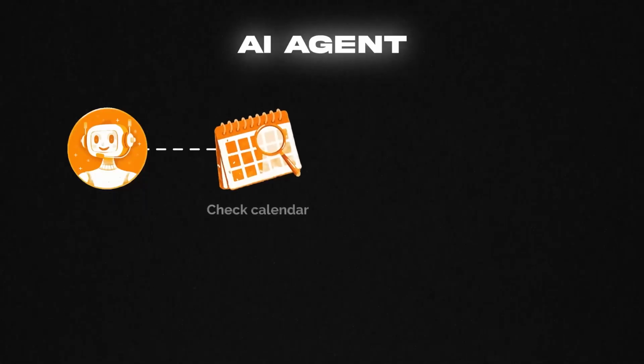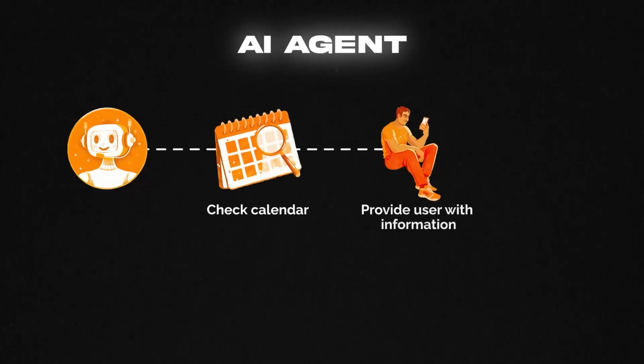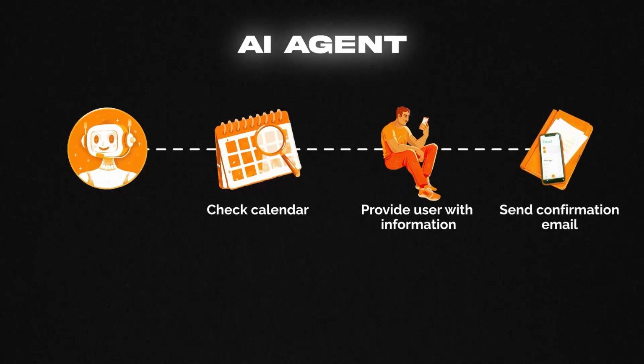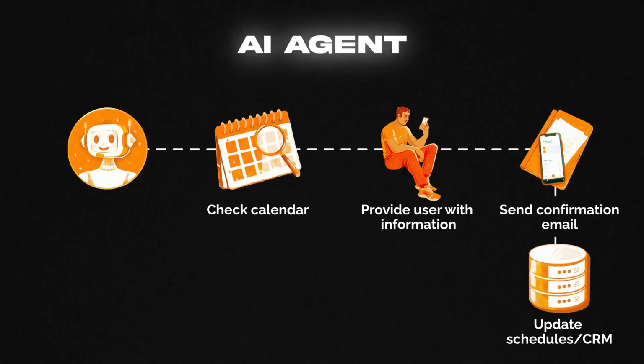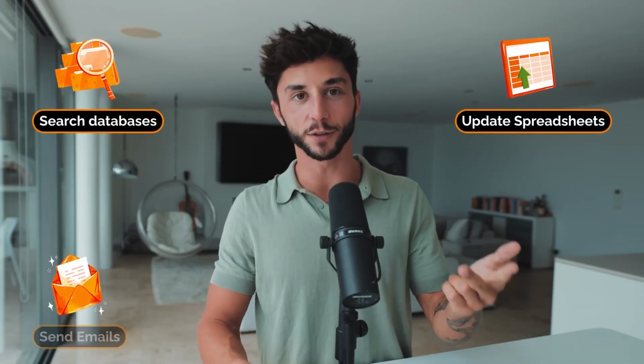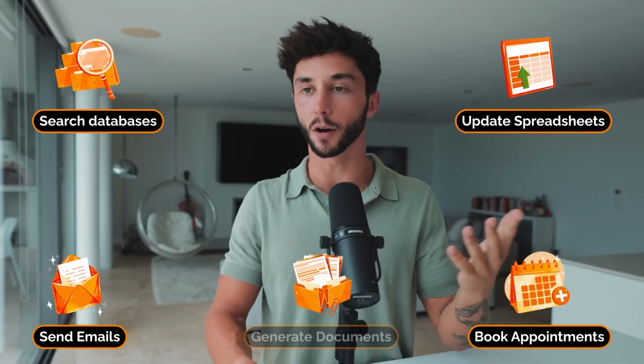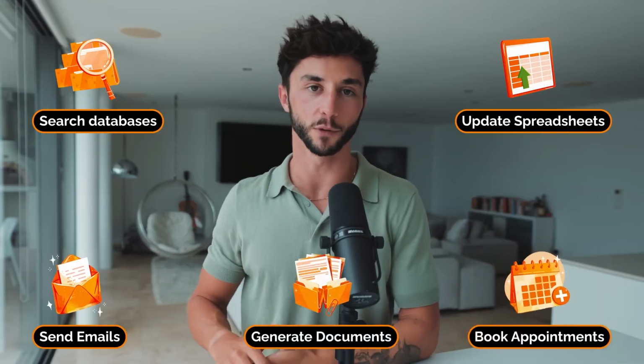But with an AI agent, it could actually go and check the calendar, find some available slots, go back and forth with the person that they're chatting to in order to book an appointment, send you a confirmation email, then update the business's scheduling system and CRM automatically in seconds. This ability to take action is what makes agents so powerful. They're not just fancy chatbots, they're actually digital workers who can search through databases, update spreadsheets, send emails, book appointments, generate whole documents, and much, much more.